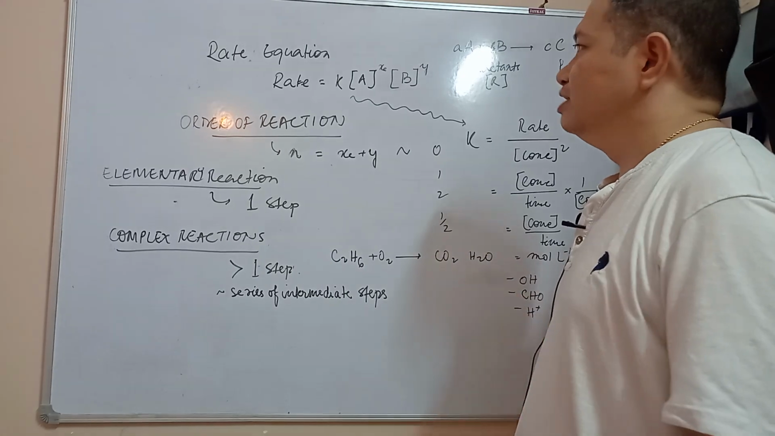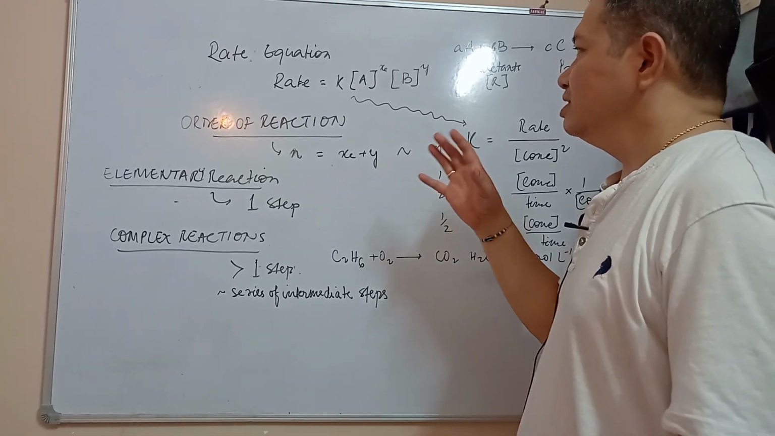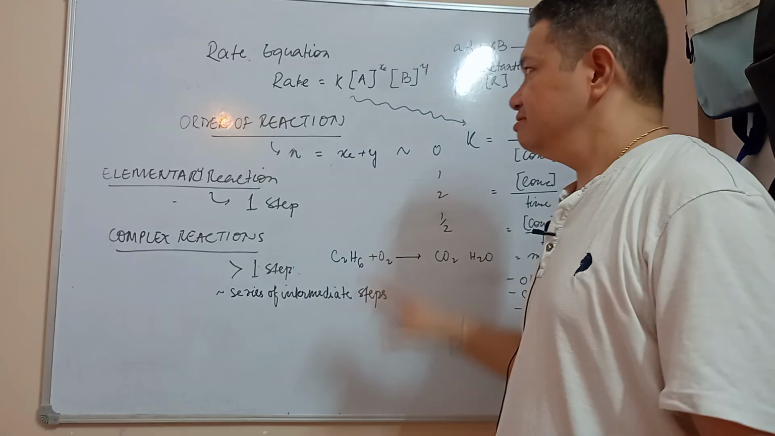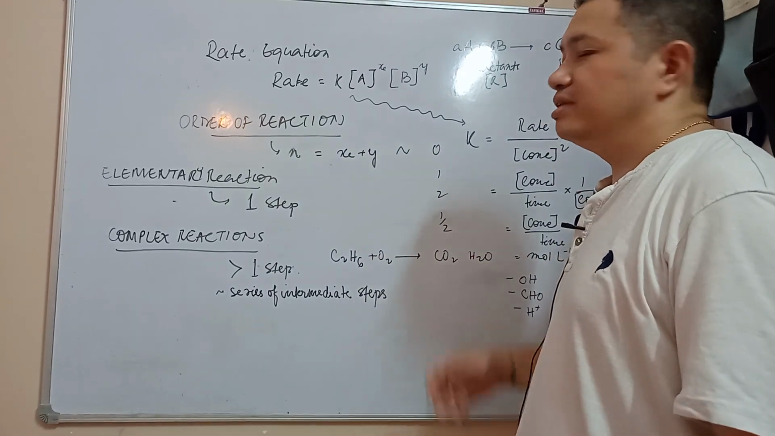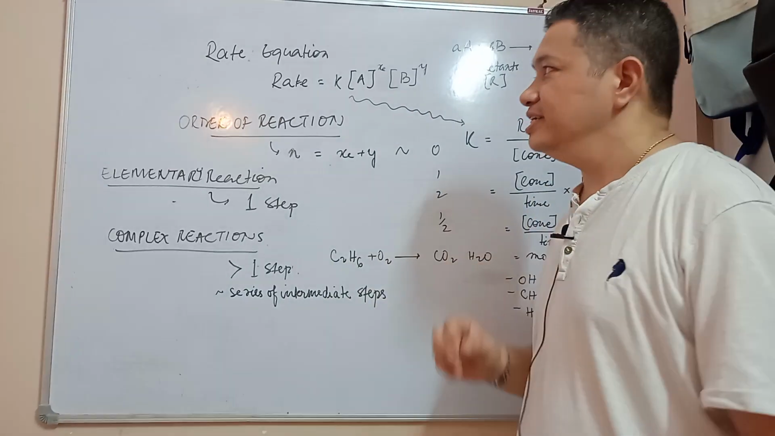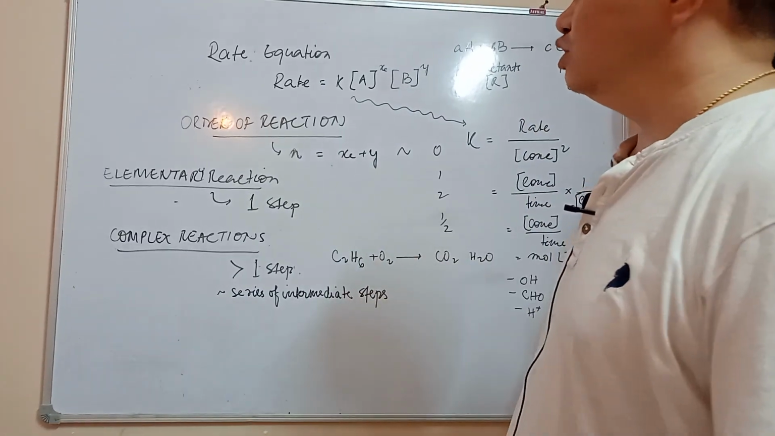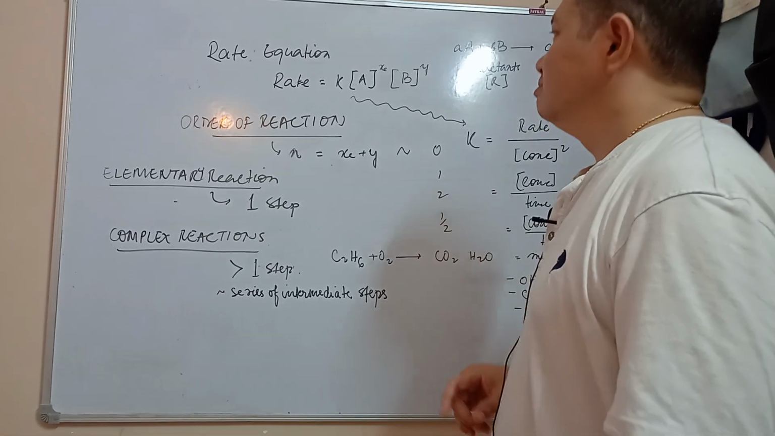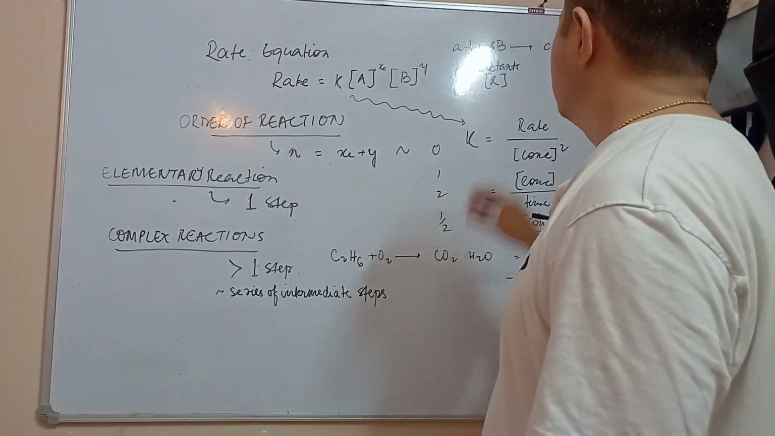What we will learn today is what the order of a reaction is. The chapter that we are in is called Chemical Kinetics, Chapter 3 of the Class 12 NCERT textbook. It's of 7 marks.